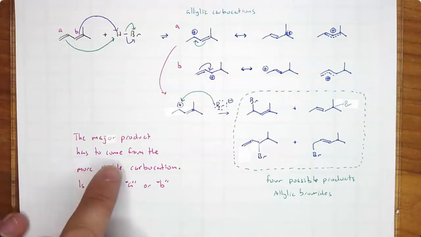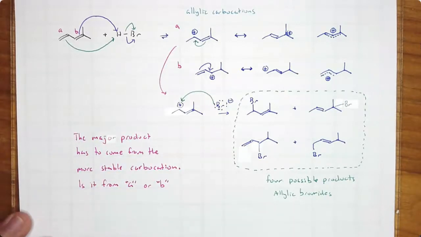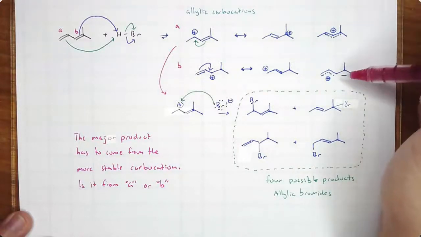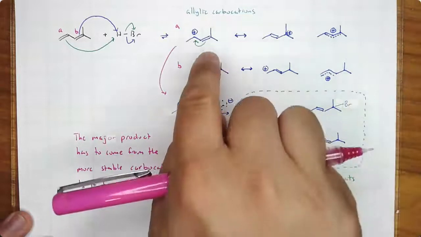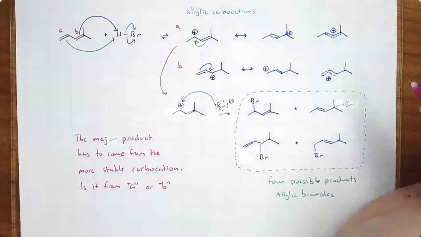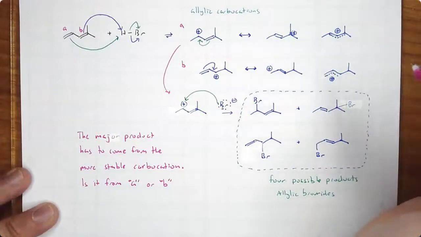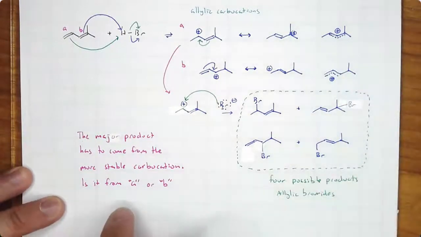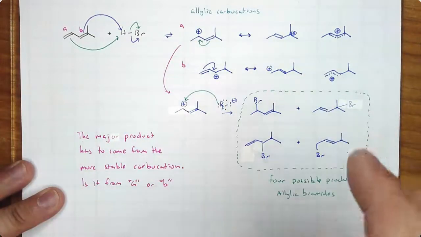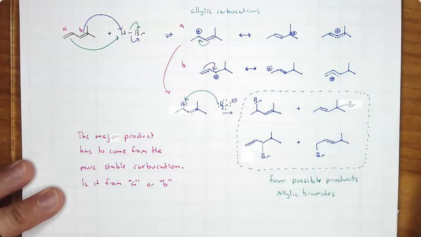When I say the major product has to come from the more stable carbocation, I'm actually comparing these two, and I'm not looking for the most stable carbocation out of these 4. How you can remember that is you're choosing which double bond gives you the more stable carbocation. Is it A or B? So how do we do this analysis?